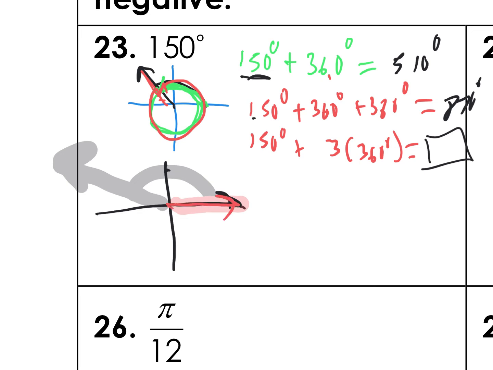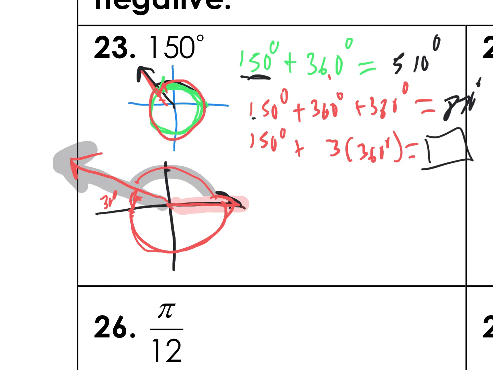There it is. I need to go this way to end up here at the terminal side. So the question is, well, how big is that? So you know it's negative 180 plus a little more. Well, how much is that little more? If this original was 150, then this must be 30 degrees in order to get the total 180.